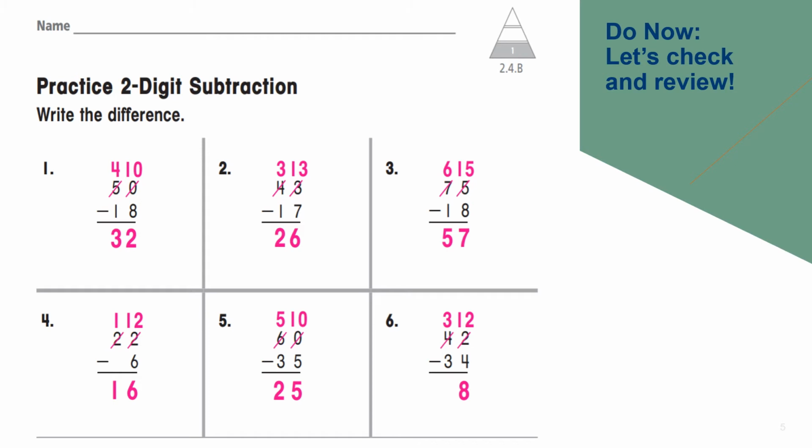Number 6, I have 42 minus 34. So I'm going to start my subtraction in the ones column. So I have 2 minus 4, which is impossible because I can't take 4 away from 2. So that means I have to regroup in the tens place. So that 4 is going to become a 3 because I need that 10. So that 4 is a 3 now.